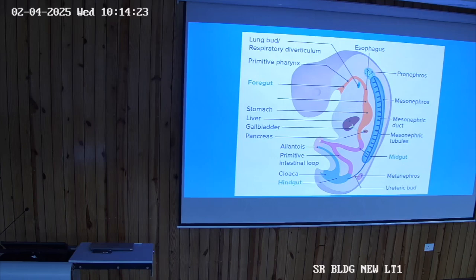In 2 months they start regressing, and in the lower part there is formation of the metanephros, which is again the lower part of the intermediate mesoderm. It is going to develop in the sacral region. So where is the development of the kidney starting? This is the main final part which is going to form the kidney.